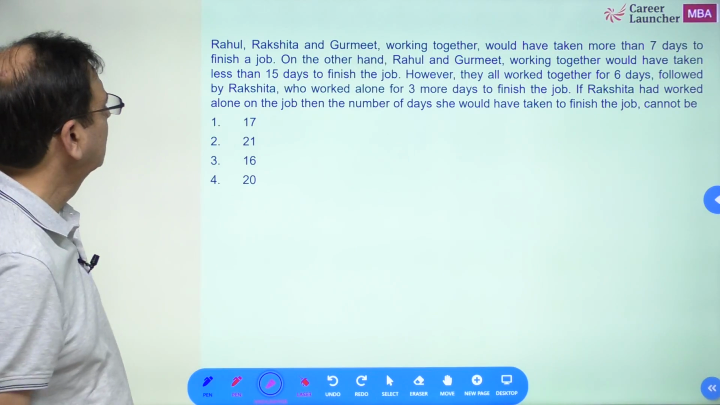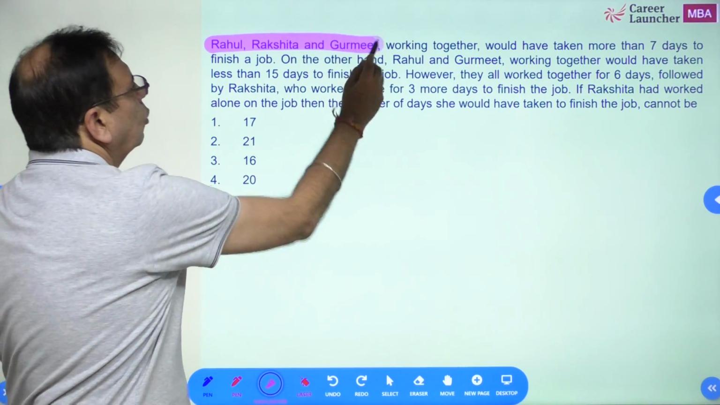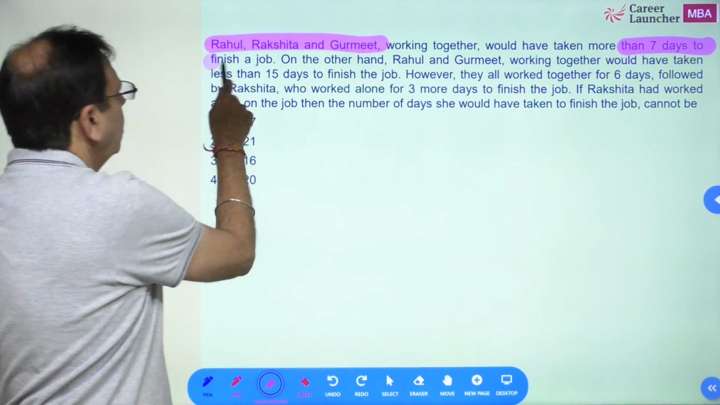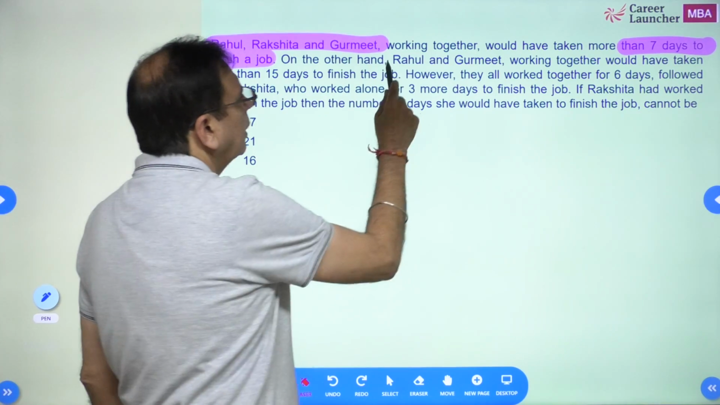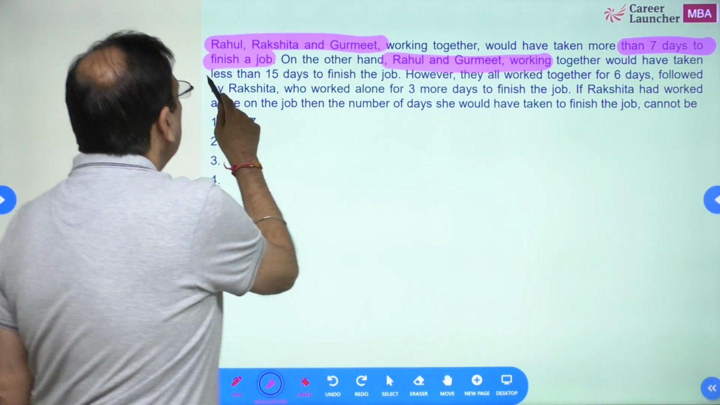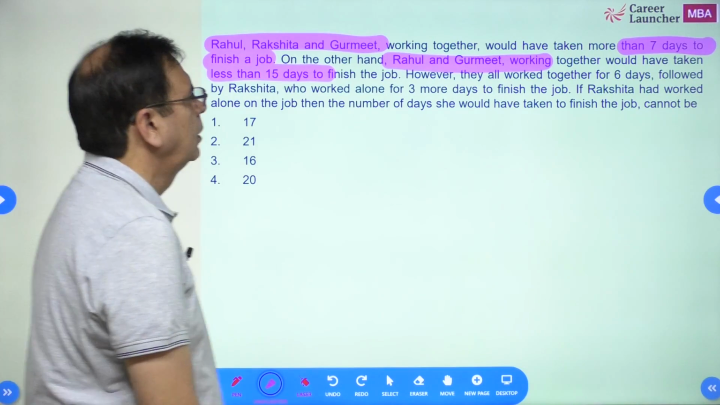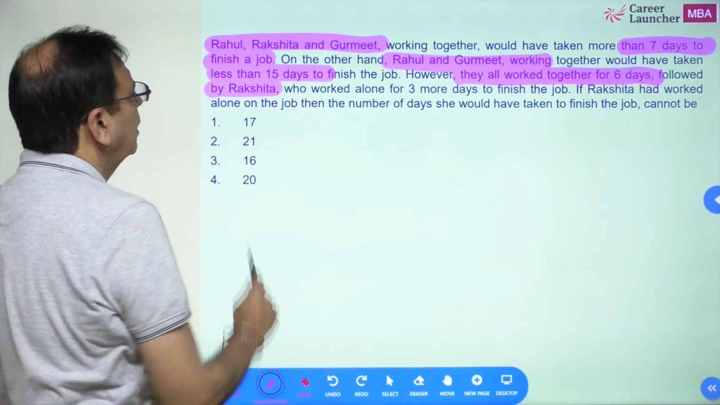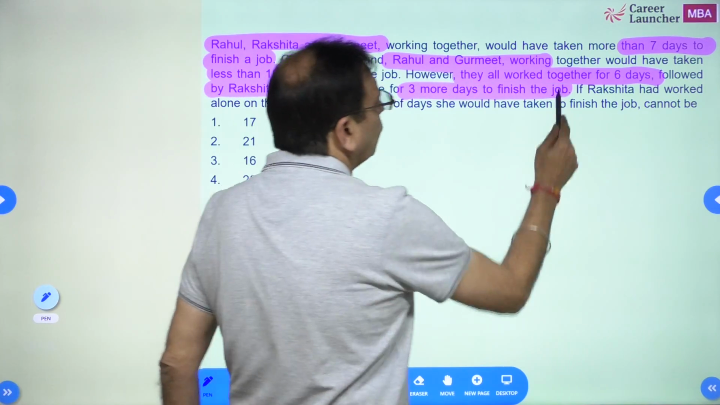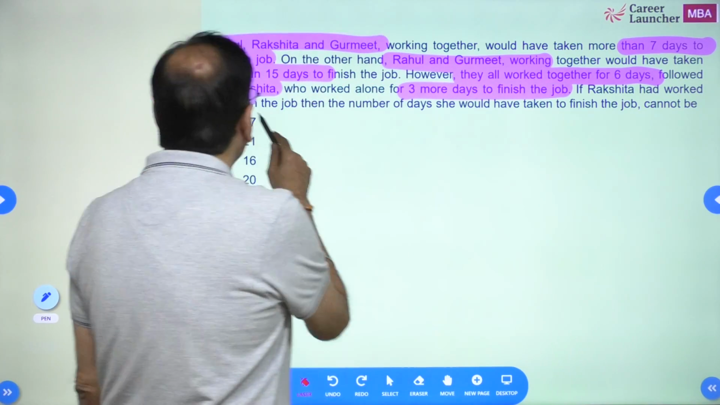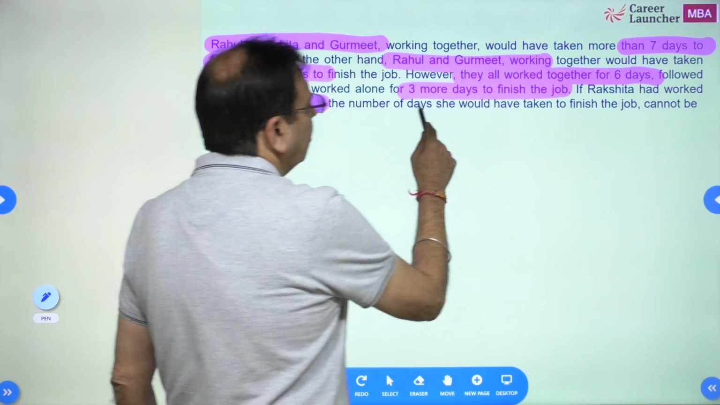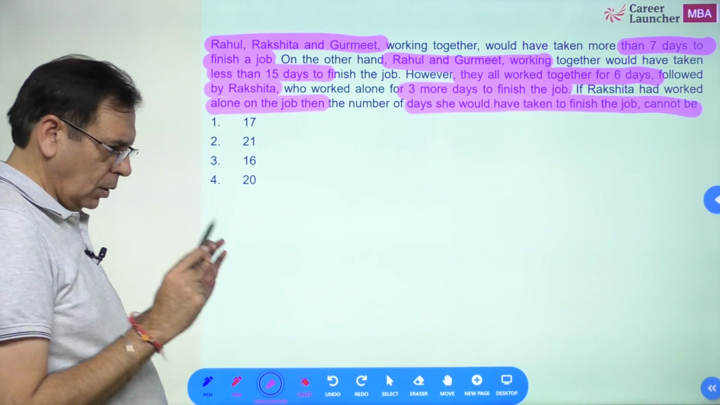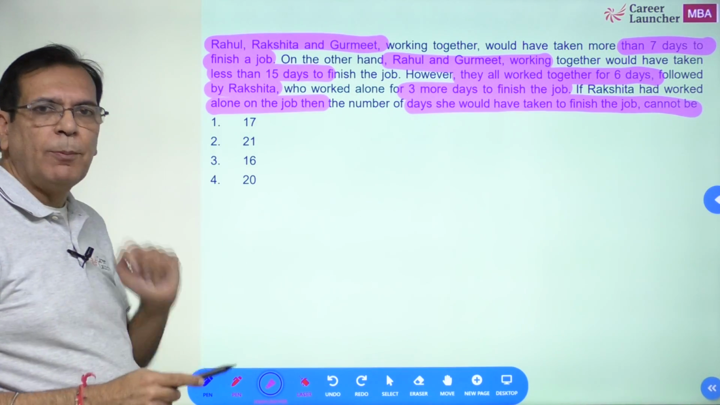Next question. Rahul, Rakshit and Gurmeet working together would have taken more than 7 days to finish a job. On the other hand, Rahul and Gurmeet working together would have taken less than 15 days to finish the job. However, they all worked together for 6 days, followed by Rakshita, who worked alone for 3 more days to finish the job. If Rakshita had worked alone on the job, then the number of days she would have taken to finish the job cannot be. Okay. Now, when it says it cannot be, that means 3 values are possible.